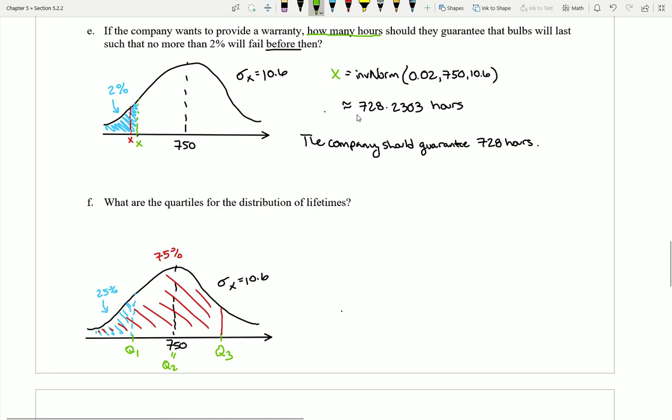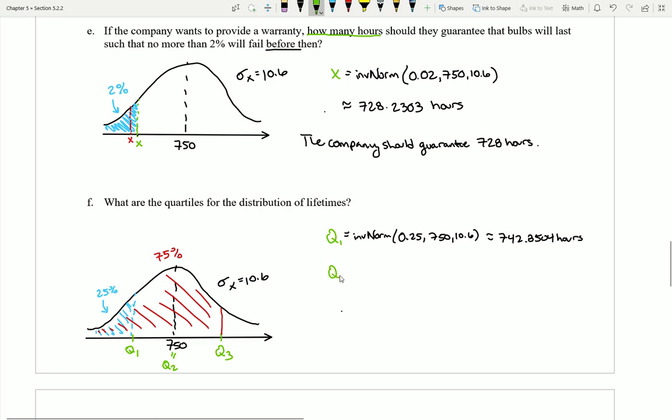Let's try to find each of them rather quickly here. Q1. To find Q1, I would set up an inverse norm. Again, I'm looking for just a number on that number line. There is 25% to the left of it. 750 is the average. 10.6 is the standard deviation. If you type that all into the calculator, you get a number like 742.8504 hours. And that, of course, should make sense. It should be something below 750.